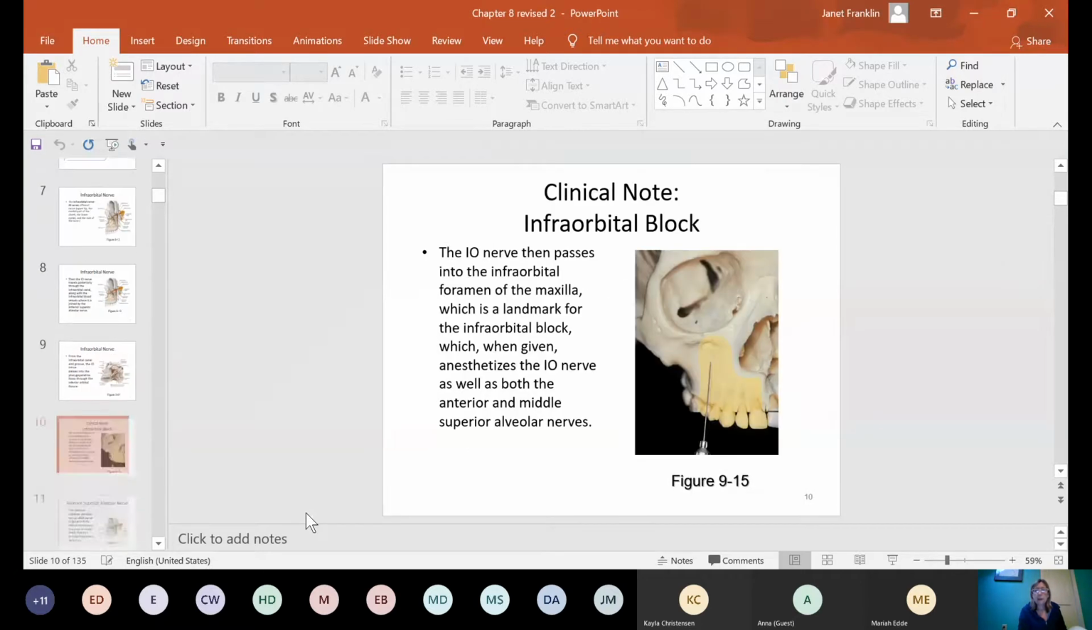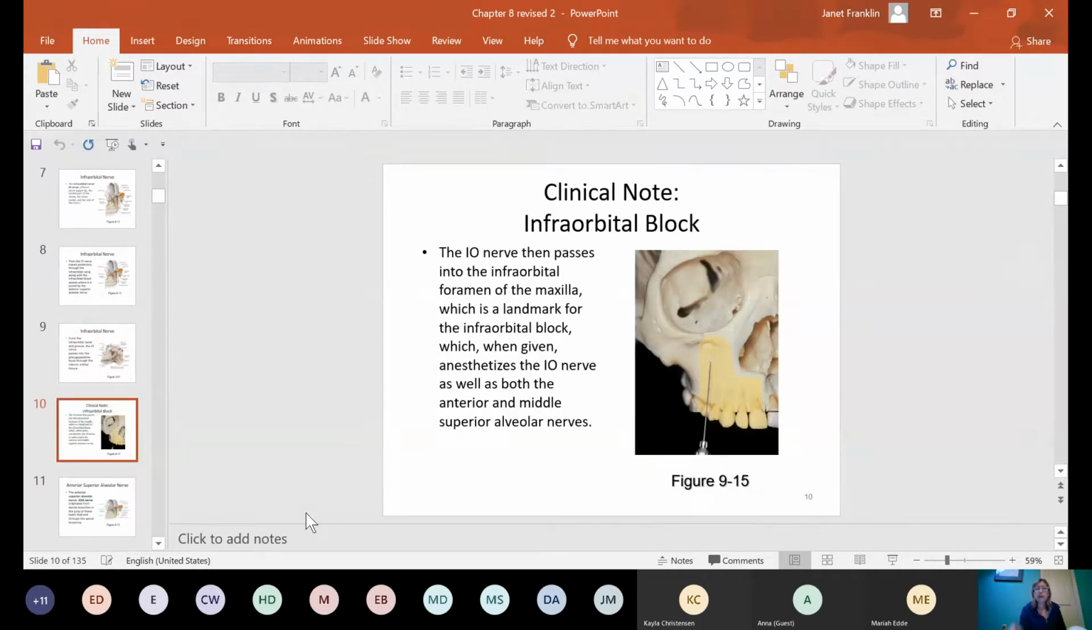So I'll let you read just a little bit more about the infraorbital. We talked a little bit about the infraorbital nerve block. It's an injection that can be given where you would actually go up above the canine and keep traveling superiorly until you get to where the infraorbital foramen is. And you would actually deposit anesthetic right there at the foramen, and it would anesthetize the infraorbital nerve.